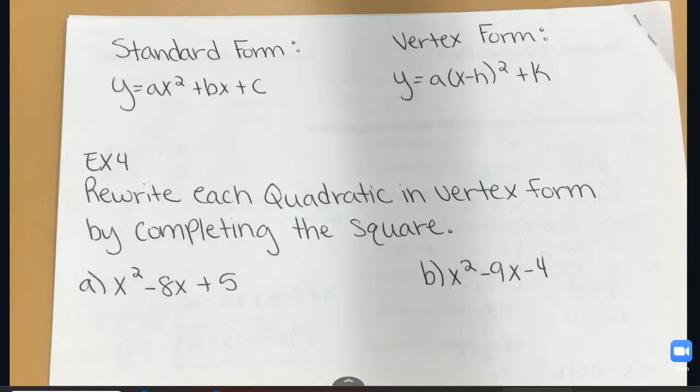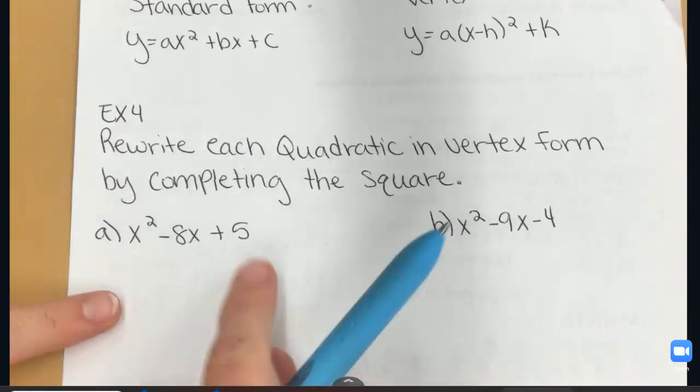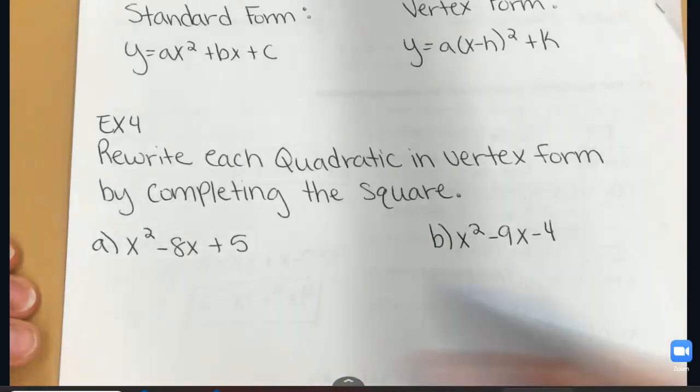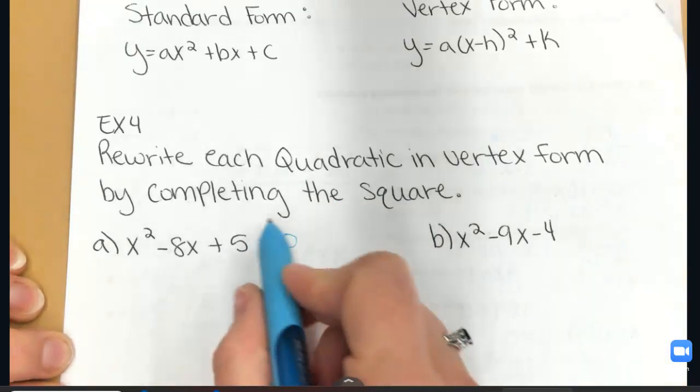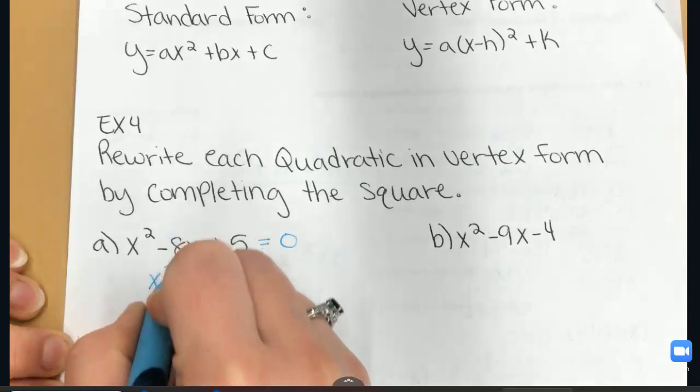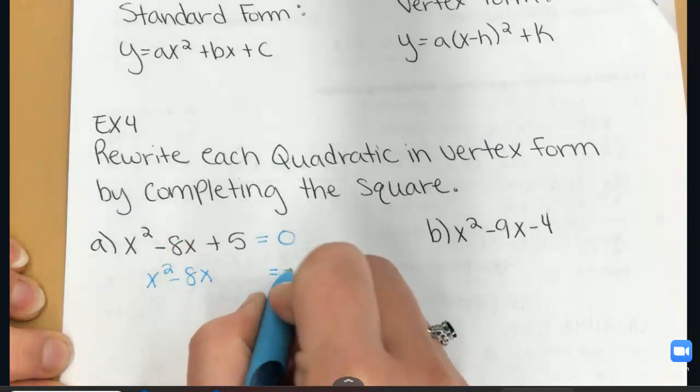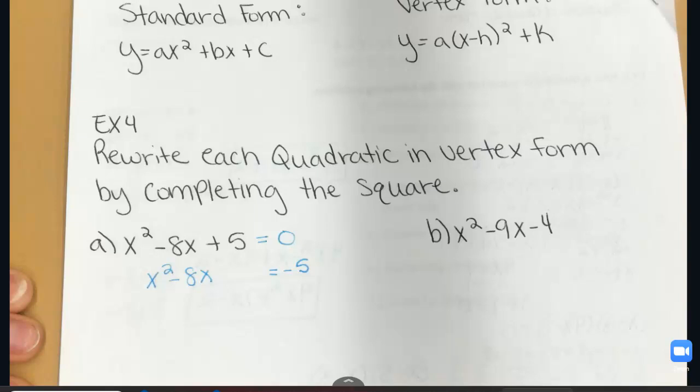Well, we can also go from standard to vertex form using completing the square, and it's actually faster when you do completing the square. So that's what we're going to look at now. So I've got this first example here. If I was going to start completing my square, first I would need an equal sign here, and I want to move my constant 5 over. So it's now negative.